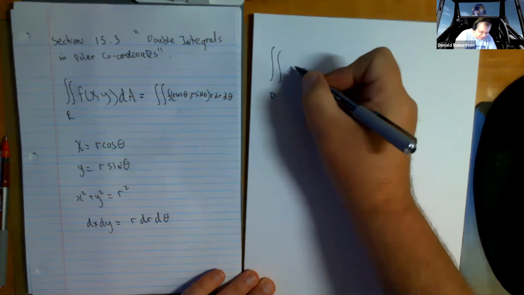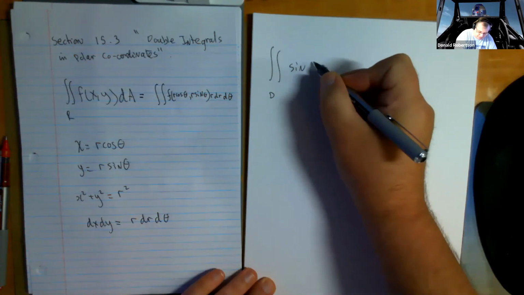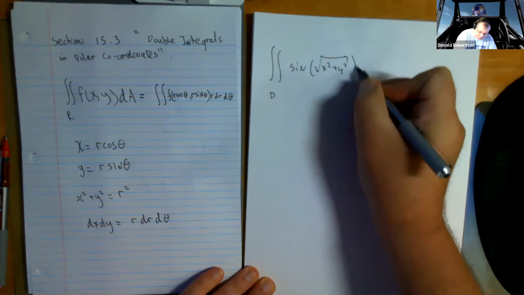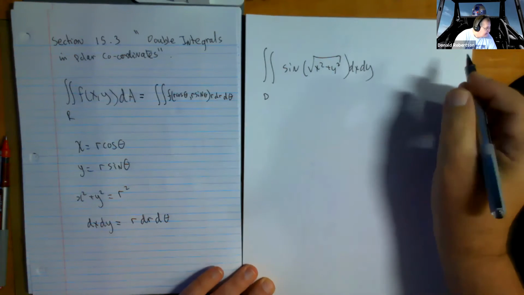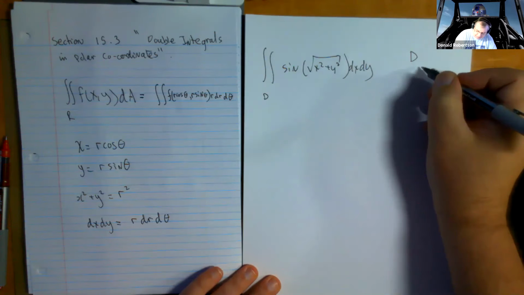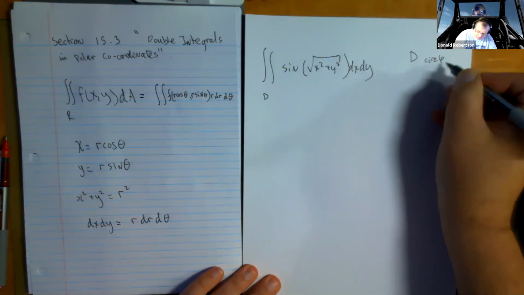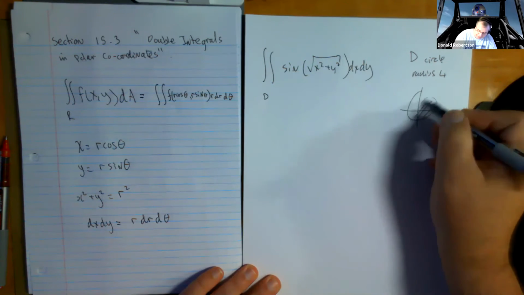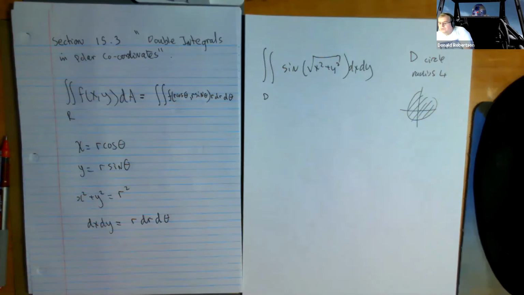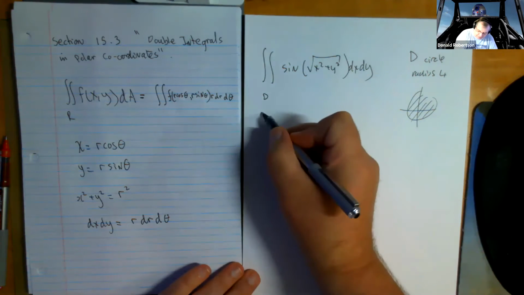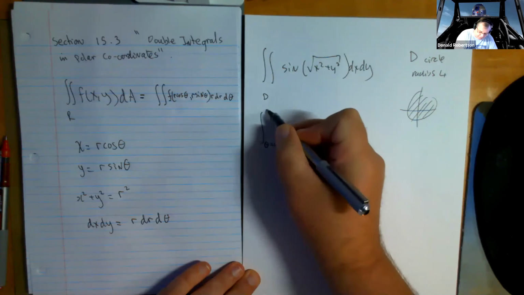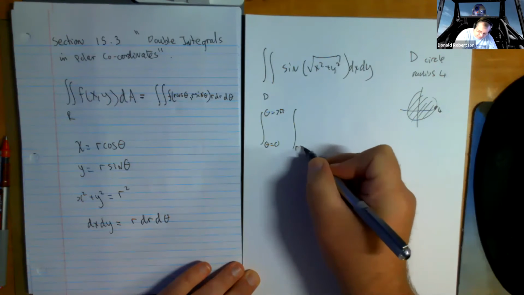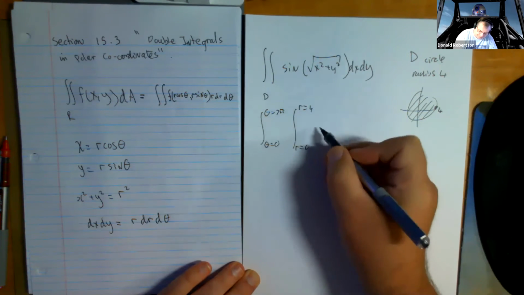Let's have a double integral over D of sine of the square root of x squared plus y squared dx dy, and D be the circle of radius 4. Right, that one's almost a non-starter. Would you agree it's easy to do a whole circle? So theta is 0 to 2 pi. This circle has a radius of 4, so r is from 0 to 4.